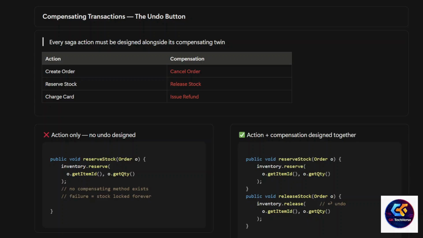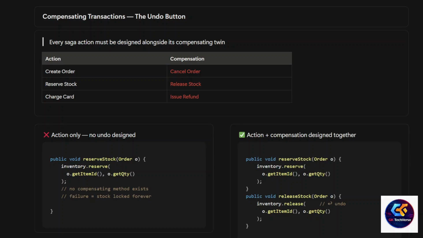One word you will hear constantly with Saga is compensating transaction. It sounds complex, but it is not. A compensating transaction is a business level undo, not a database rollback. The data was already committed. Instead, you write a new operation that reverses the business effect.